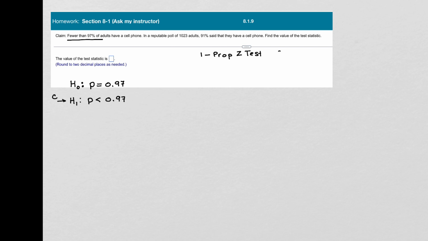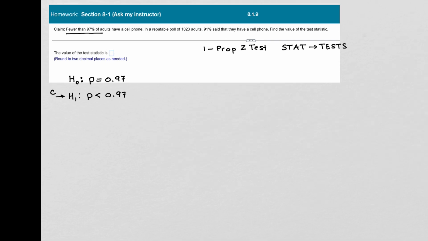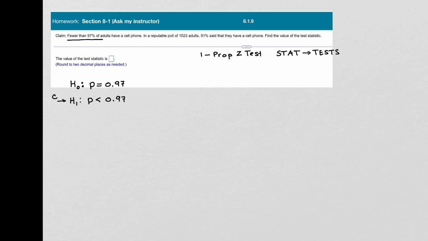and I can get there by pressing stat, going over to tests, and then choose number 5. And that is one prop z-test. So when I do that for one prop z-test, it's going to ask me for the value of P0, and that's the value from the null hypothesis. So I put in 0.97.